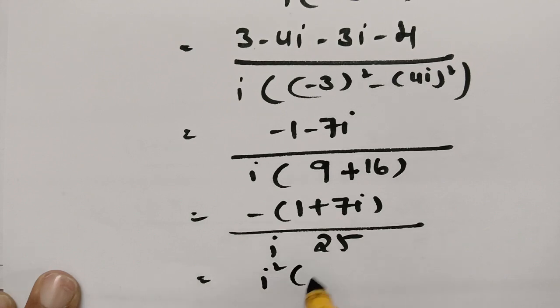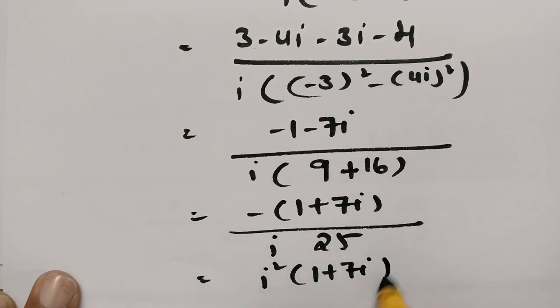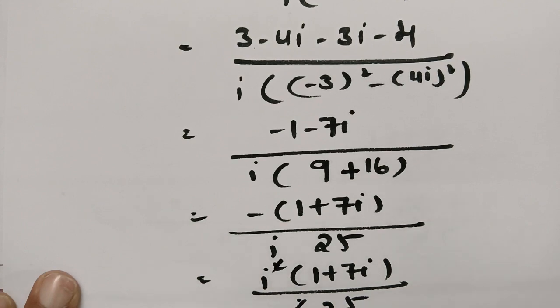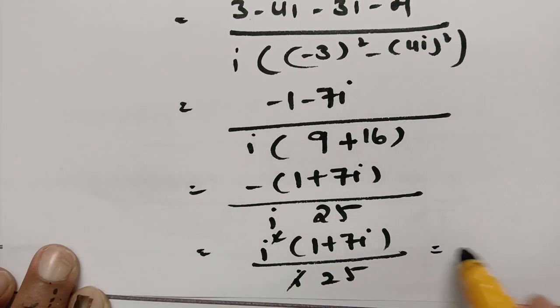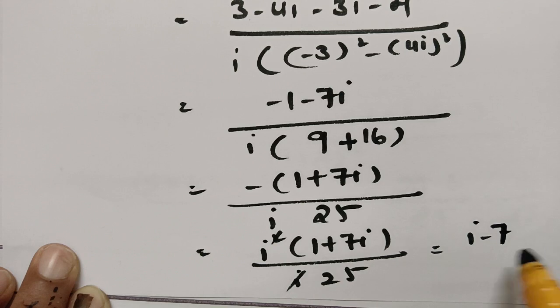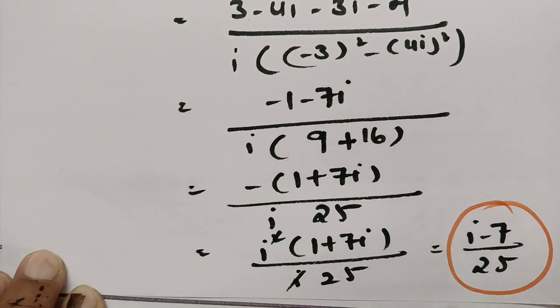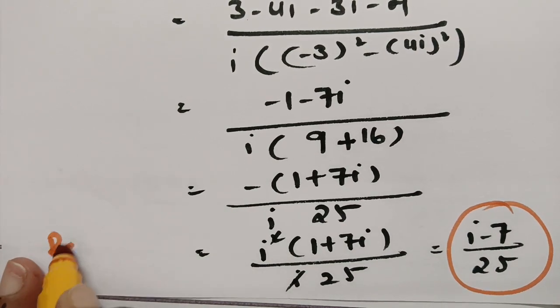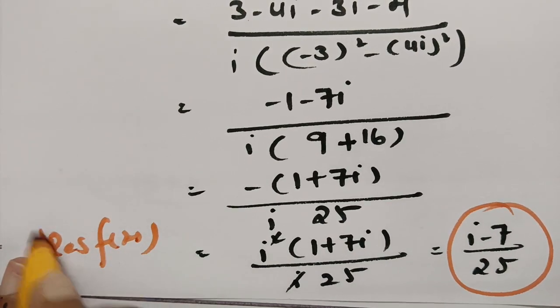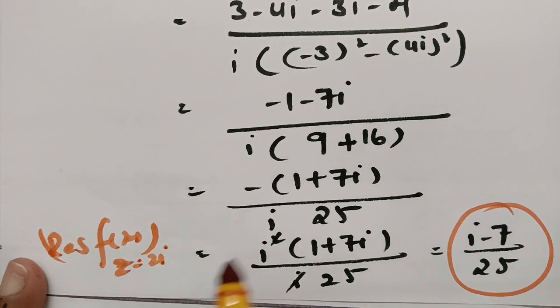I'm writing this as i square, that is 1 plus 7i by i into i, this is 1 into 25. If I cancel i for one time and send i inside, this will be i minus 7 by 25. i minus 7 by 25 is the residue value for f of z at point z is equal to 2i. So at point z is equal to 2i, our residue value is nothing but i minus 7 by 25.